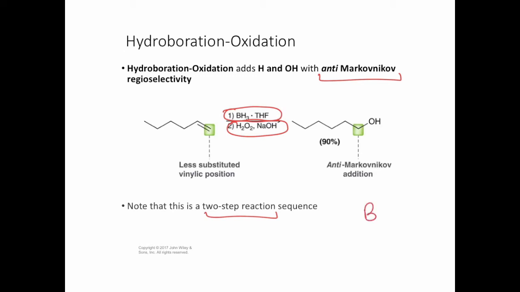BH3 is borane. It is a boron with 3 hydrogen atoms, and it has an empty p orbital. So when you put it in a solvent like THF, which is tetrahydrofuran, the empty p orbital of the boron complexes with the lone pair on the oxygen. So we call the whole thing BH3·THF.